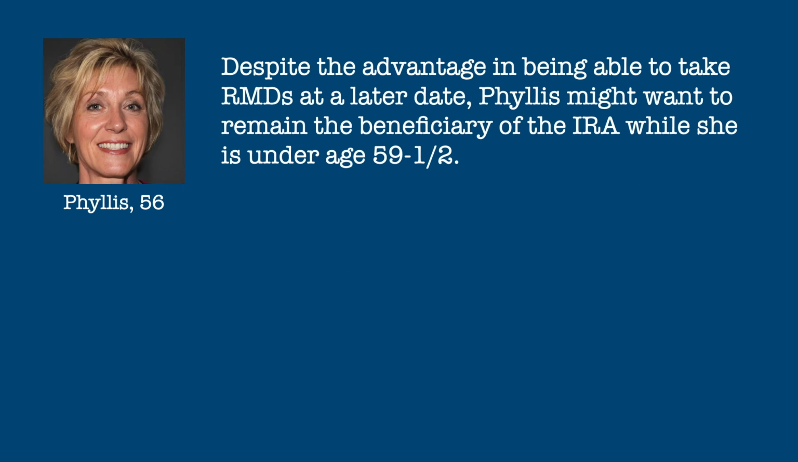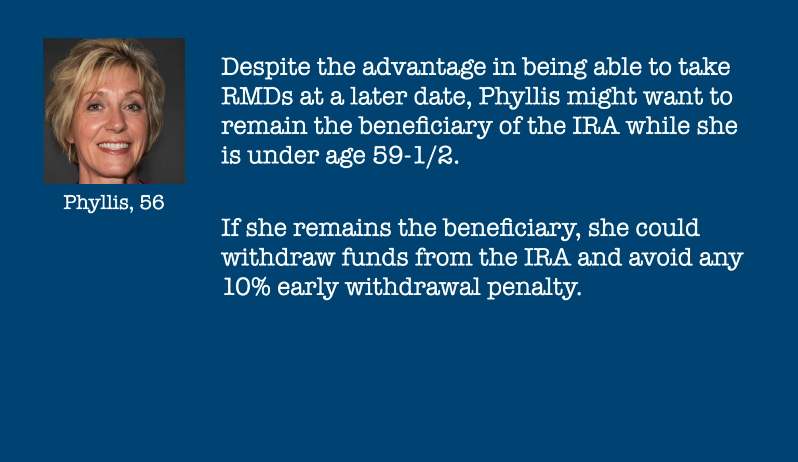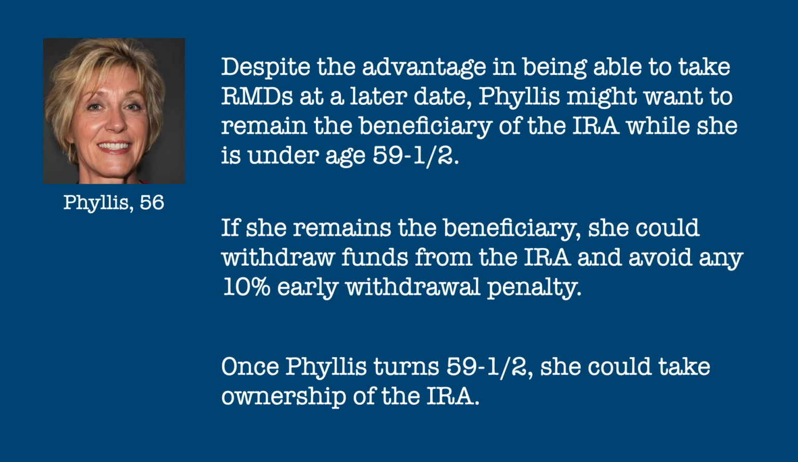Despite the advantage in being able to take RMDs later, Phyllis might just want to remain the beneficiary of the IRA at least while she is under age 59 and a half. If she remains the beneficiary, she could withdraw funds from the IRA and avoid any 10% early withdrawal penalty. Once Phyllis turned 59 and a half, she could take ownership of the IRA and delay the required minimum distributions.